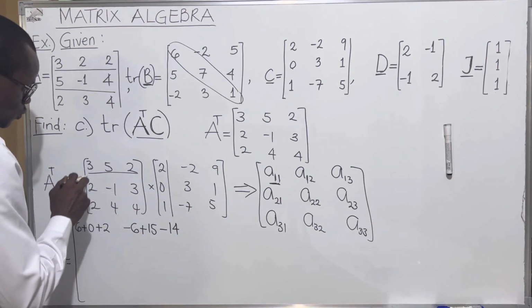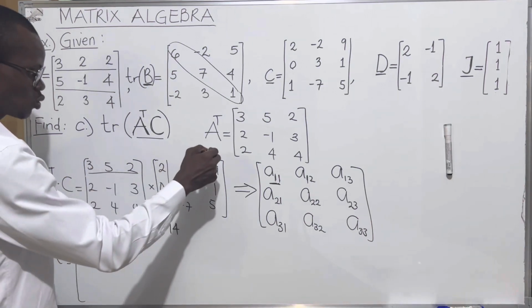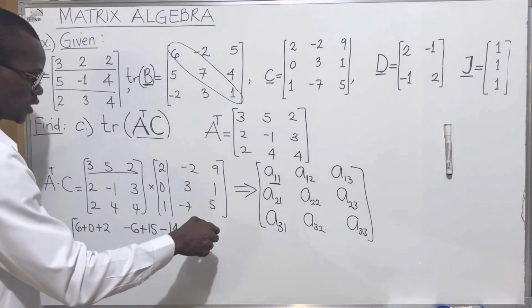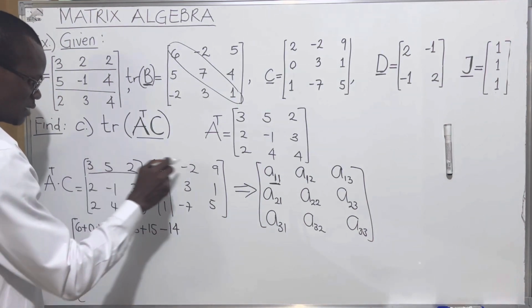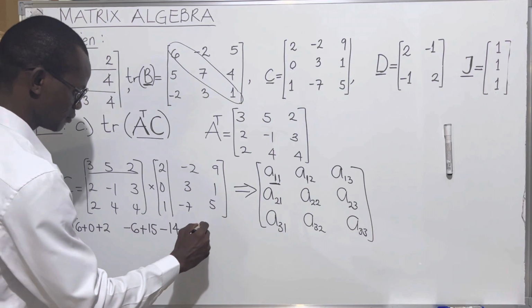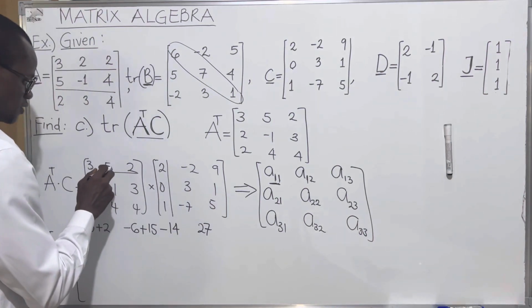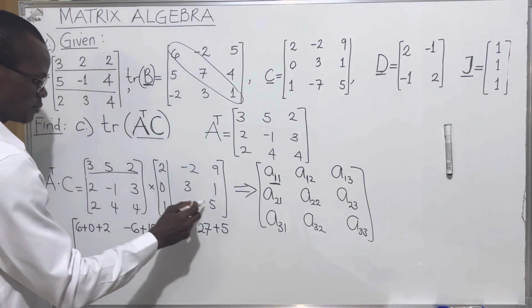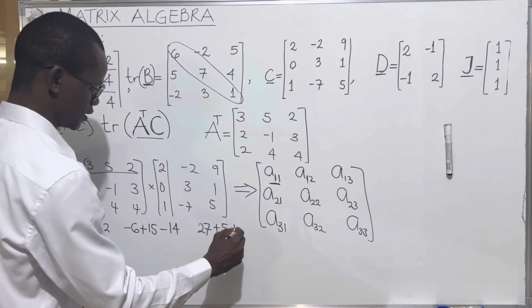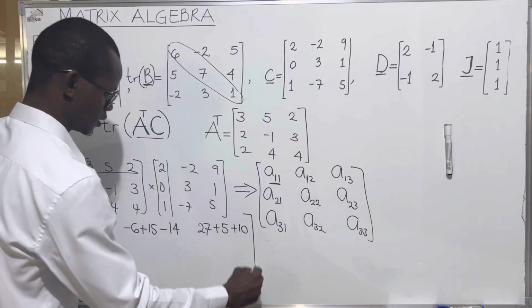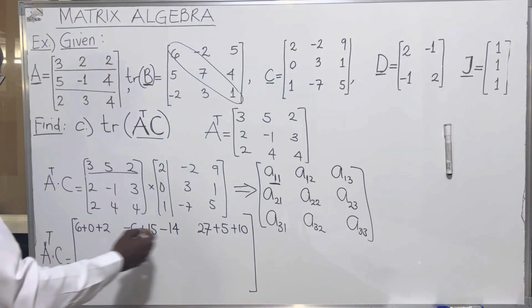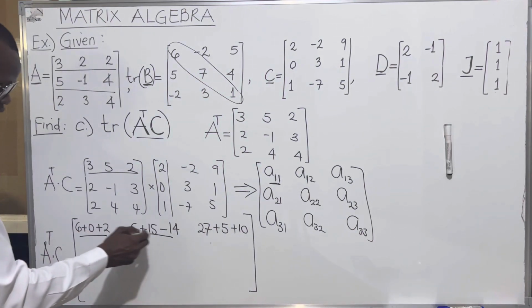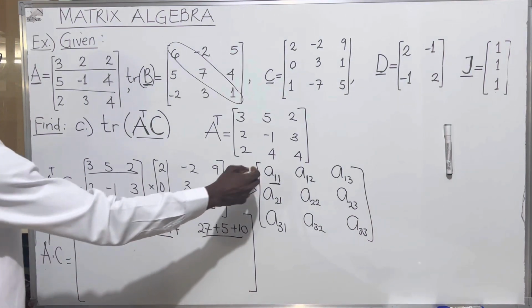We continue, row 1 times column 3. So 3 times 9 is 27, plus 5 times 1 is 5, and then 2 times 5 is 10. So this is the first row, first element, second element, and third element.